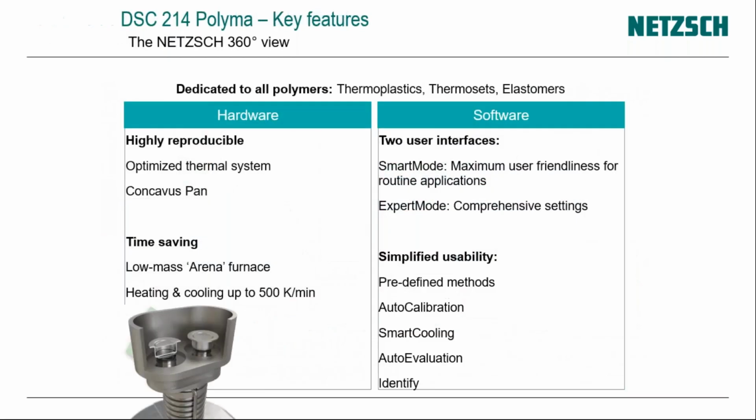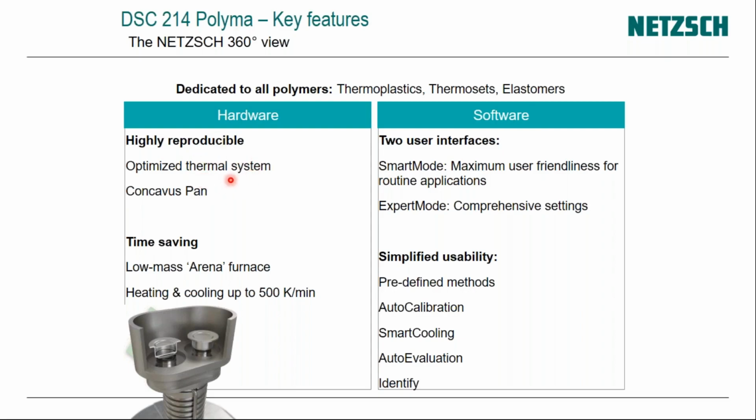These are some of the key features of our DSC, for all kinds of polymers, because broadly, as you know, polymers can be divided into two categories: thermoplastics and thermosets. We have the hardware part and the software. What is most important in any DSC is the reproducibility and the repeatability of the results, and that's what we get with our system.